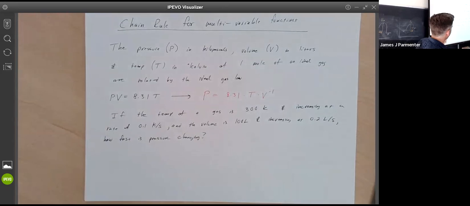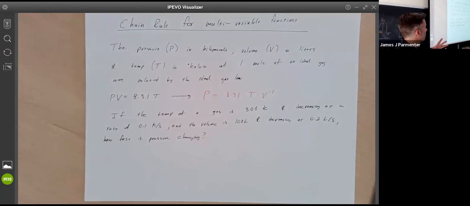So here's what we have. We have the pressure as a function of both temperature and volume. Although it hasn't been written, it's certainly been implied that both temperature and volume are functions of time. We are being told that the temperature is increasing at 0.1 Kelvin per second, meaning we could write a function for it if we really wanted to. We don't really want to. Similarly, volume is increasing at 0.2 liters per second. So volume is a function of time.